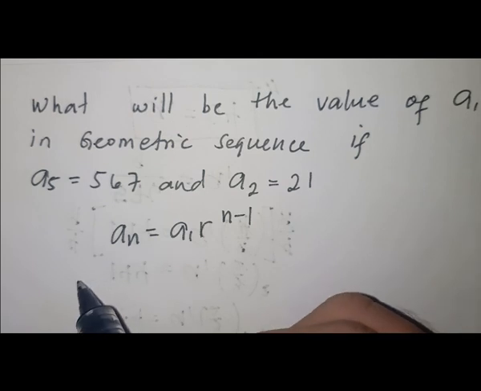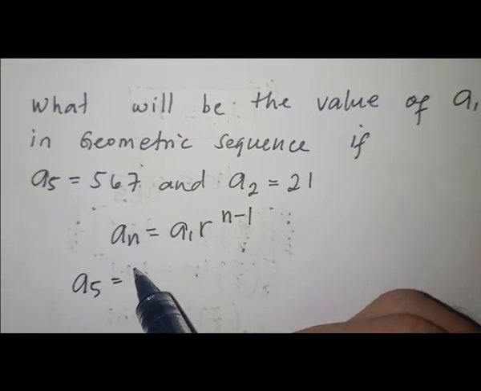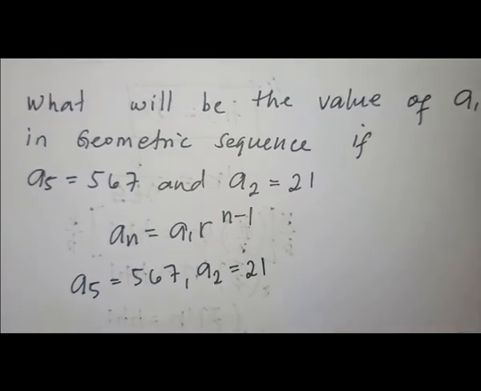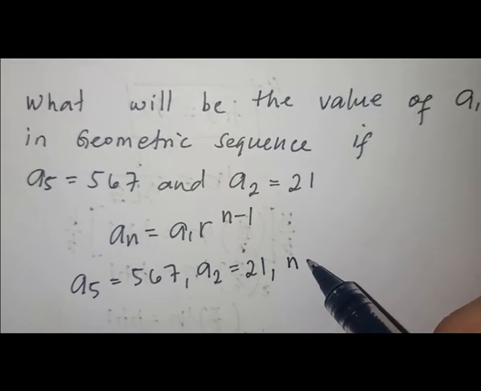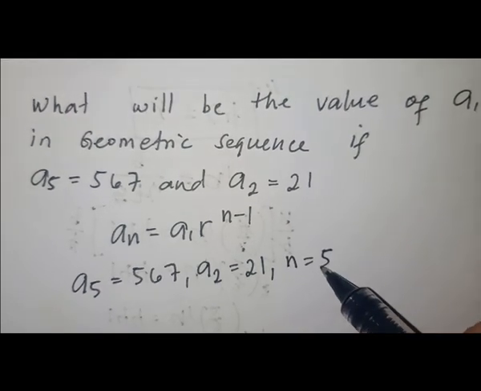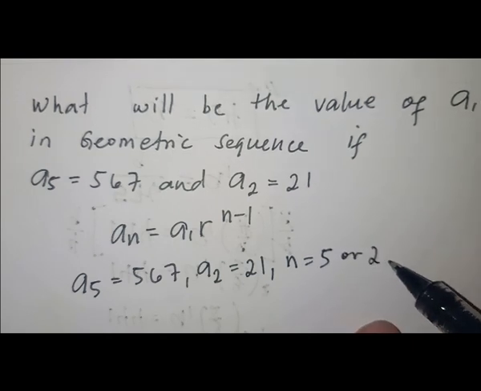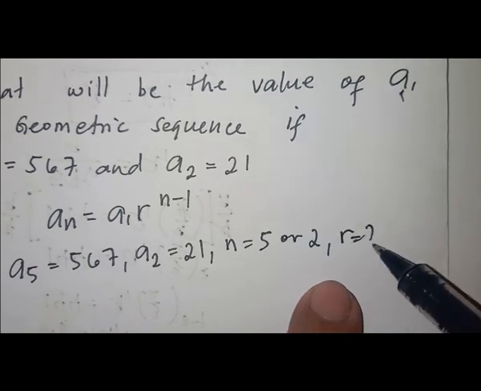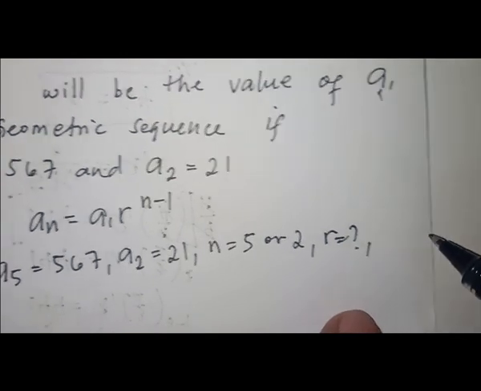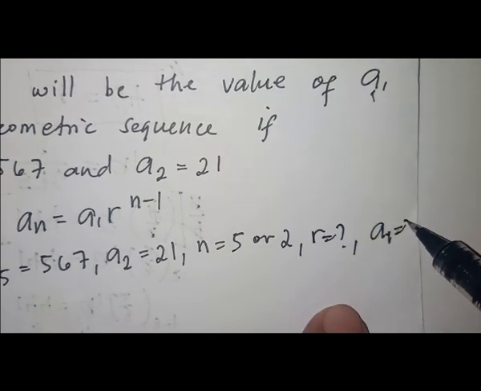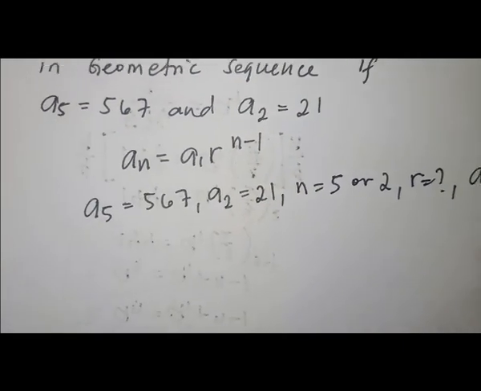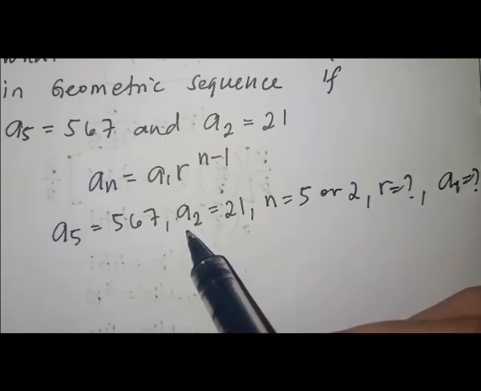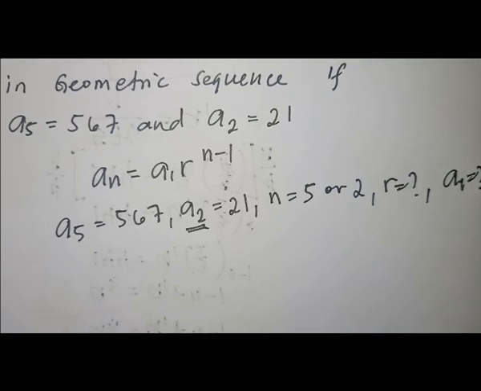So, yung given na meron tayo rito, yung A sub 5, which is equal to 567, yung A sub 2, which is 21. Yung n, either ang gagamitin mo ay 5 or 2, at syempre, bago natin mahanap yung A sub 1, kailangan malaman muna natin yung common ratio. Pag nalaman natin yung common ratio, saka lang natin mabibigay yung first term o yung A sub 1. Okay, so ulitin natin yung process kanina. I-assume natin na yung A sub 2 natin ay first term.